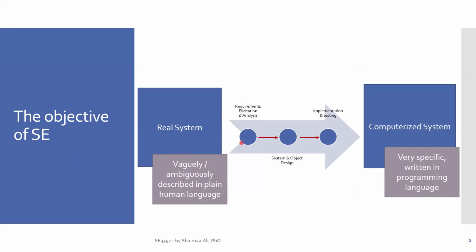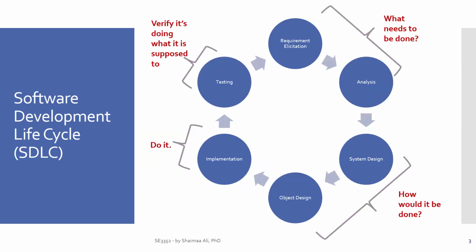We go through various stages in order to try to add some specificity to what needs to be done in the system before we reach the point that we can have that one specific implemented system. So we need to go through all these stages to reduce the ambiguity as we go. And in doing that, we go through some stages.